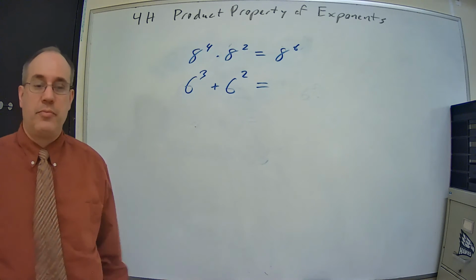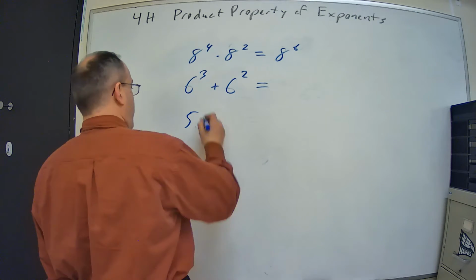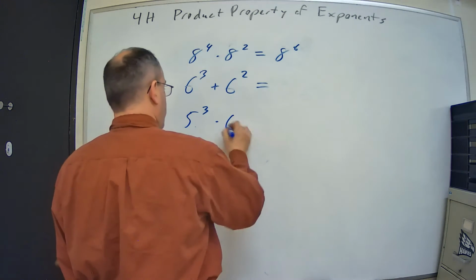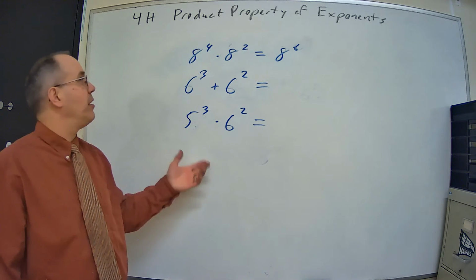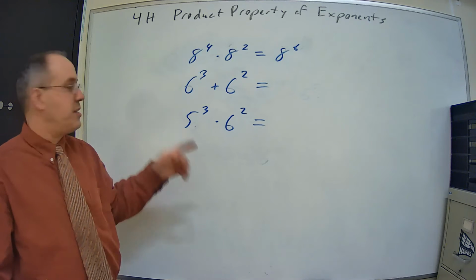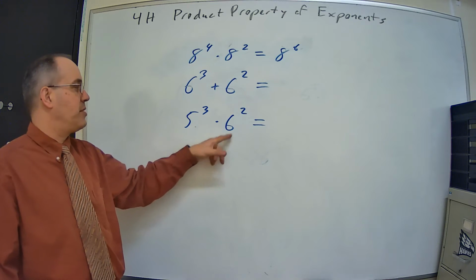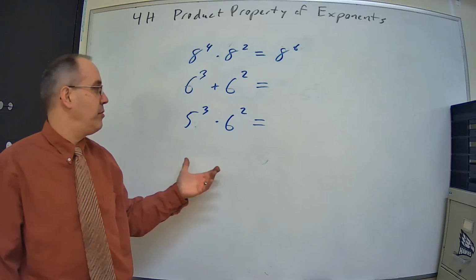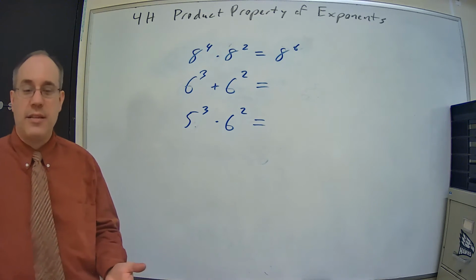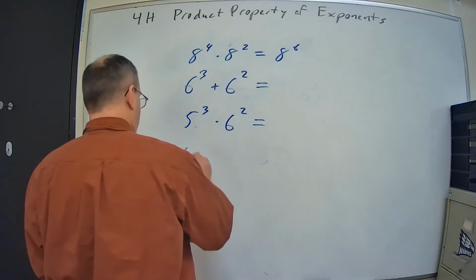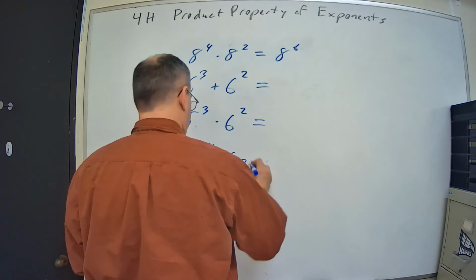That's where it's left. What if I have 5 cubed times 6 squared? Can I write that as a single base? Well, no. One of the rules of this is that the base has to be the same. We have 5 cubed and 6 squared. They're not the same value. We can't simplify it.